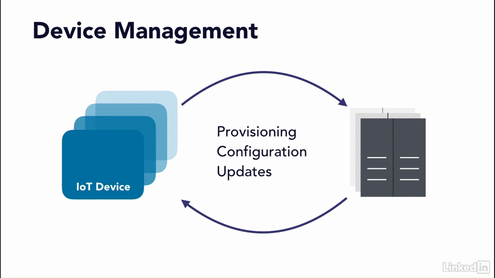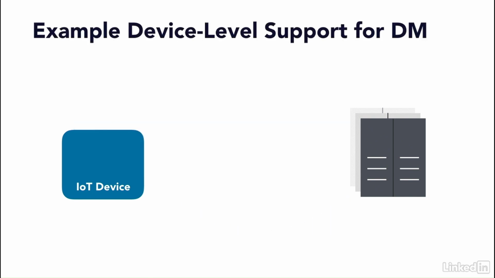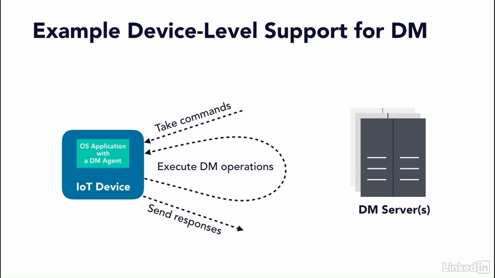Since we have talked about the system-level setups and the standards in the IoT Foundation's device management course, we'll focus on the device-level support, including the onboard OS-based applications. An IoT device being a device management client will interact with the device management server, generally to take commands, execute DM operations, and send responses. A DM agent is the software that helps us do that, which can be part of your OS-based application.